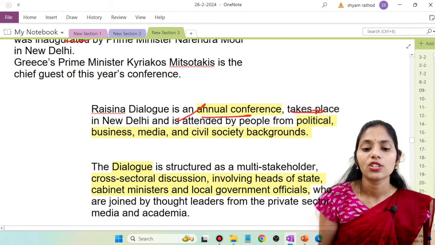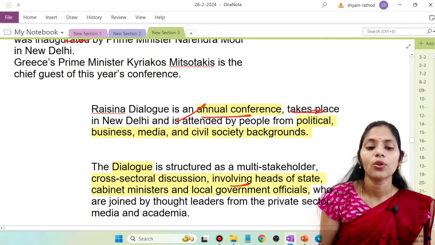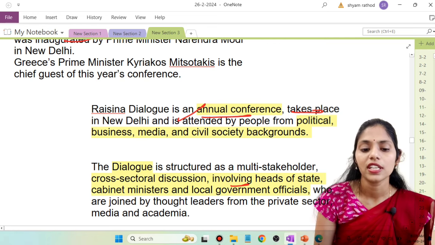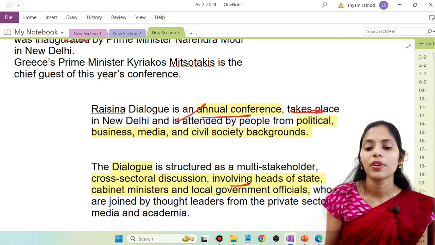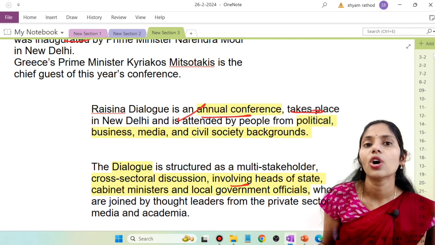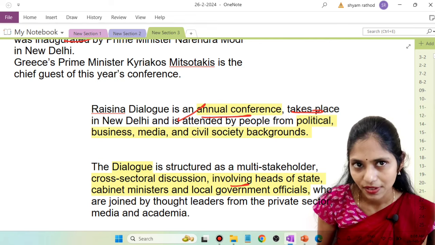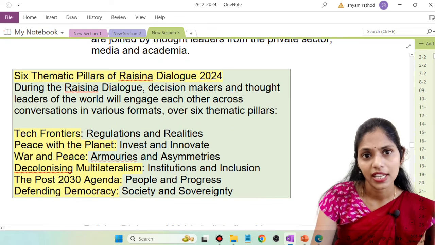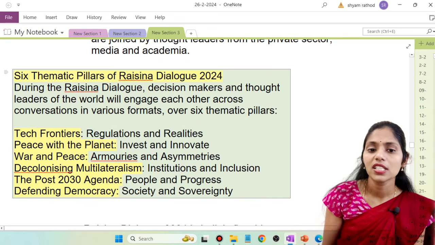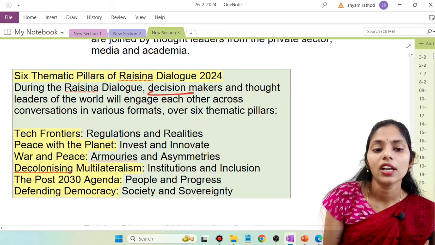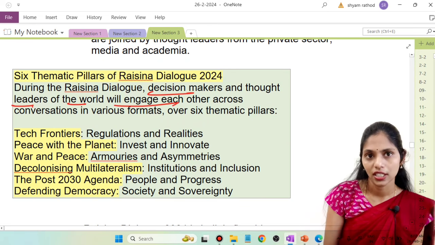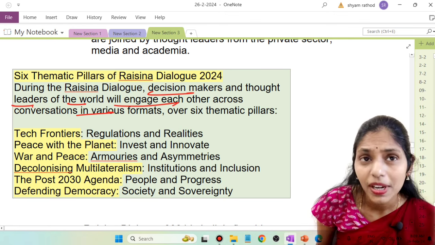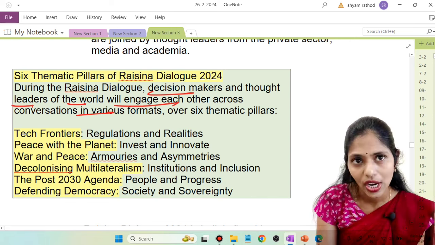This dialogue is structured as a multi-stakeholder, cross-sectional discussion involving heads of state, cabinet ministers and local government officials. They are joined by thought leaders from the private sector, media and academia. Next, the six thematic pillars of the Raisina Dialogue 2024: decision makers and thought leaders of the world engage with each other in conversations in various formats, and normally we have six thematic pillars.